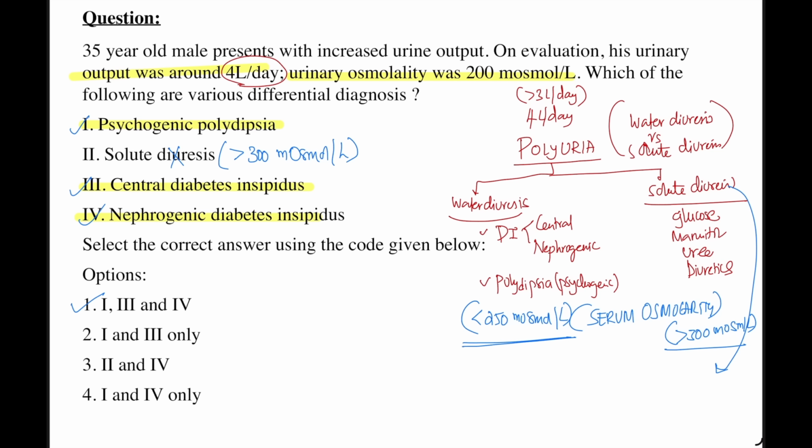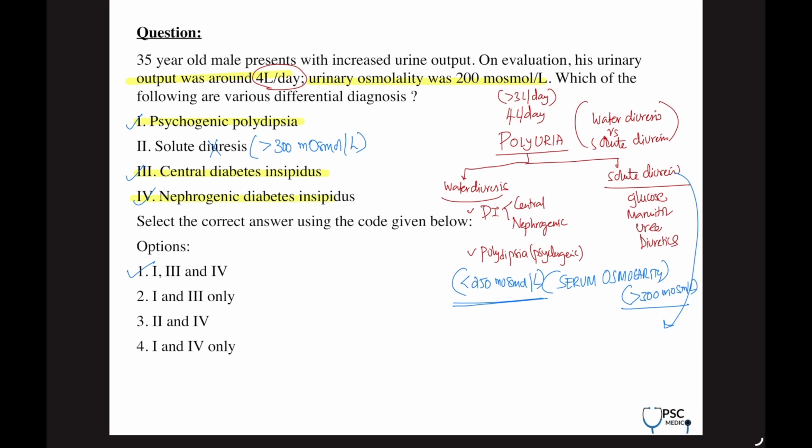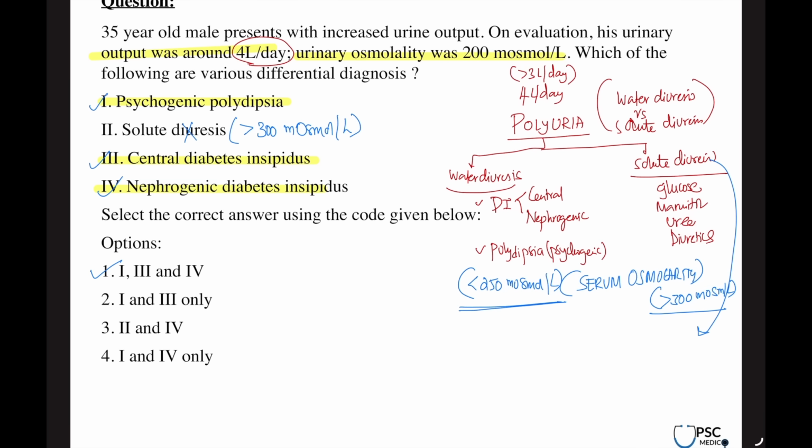Okay, so focus here. Now this is the concept of polyuria. How to differentially diagnose polyuria based on the osmolality value. If it is low osmolality, I'm looking at water diuresis. If it is high osmolality, we are looking at solute diuresis. Good.